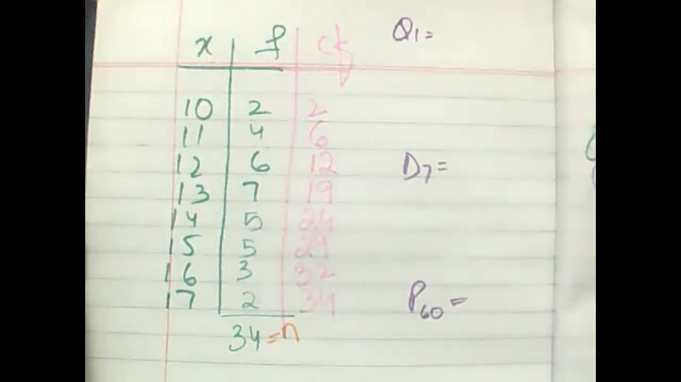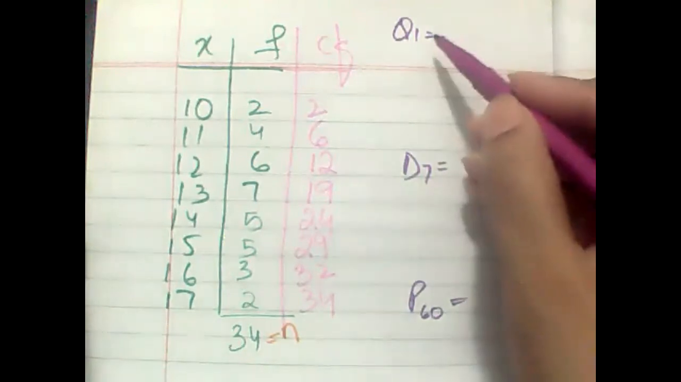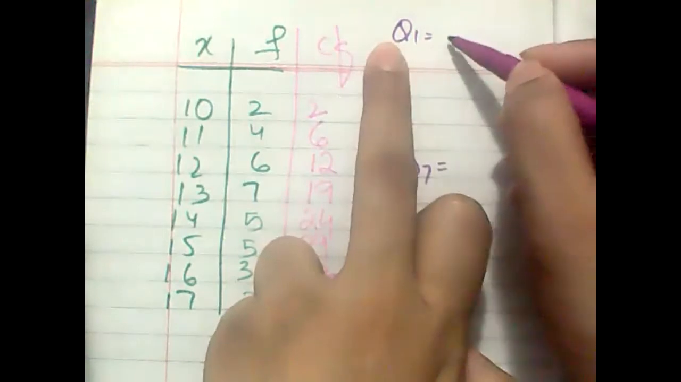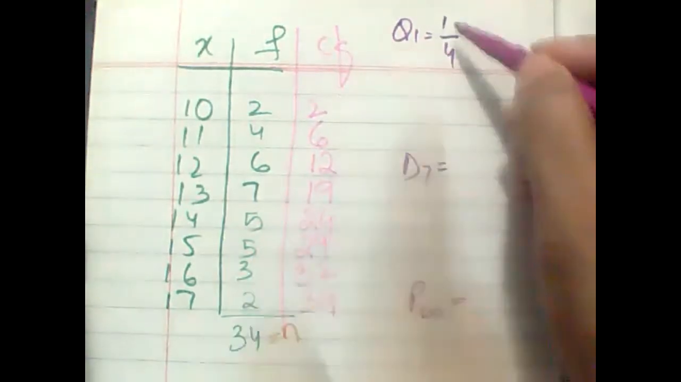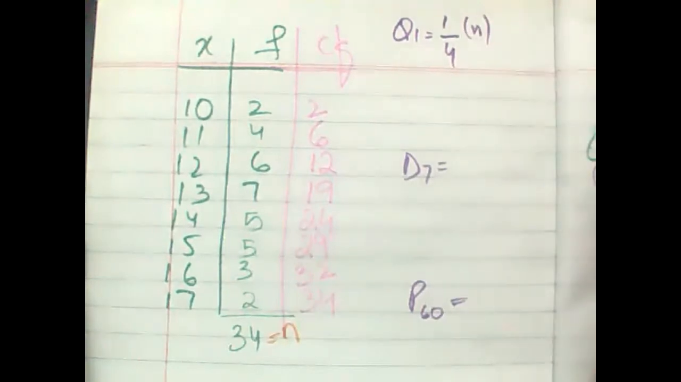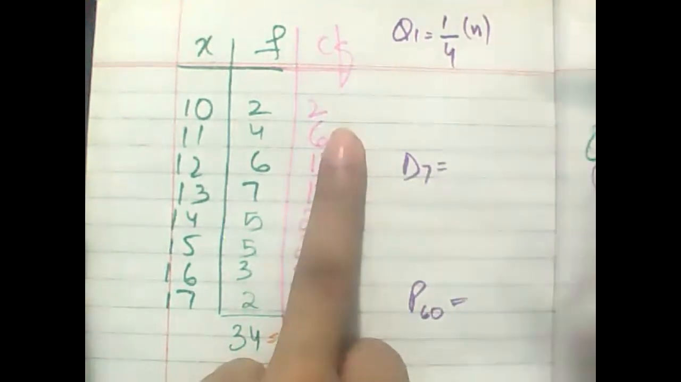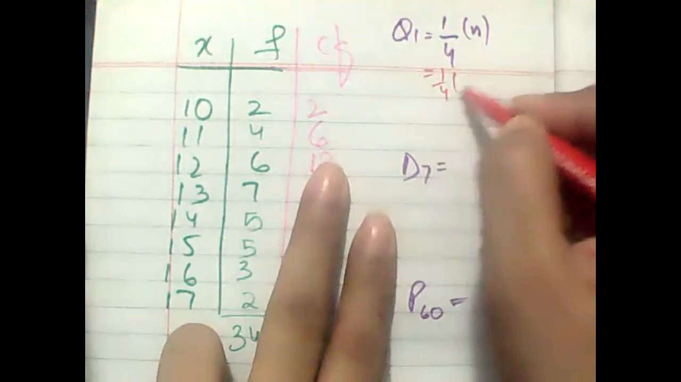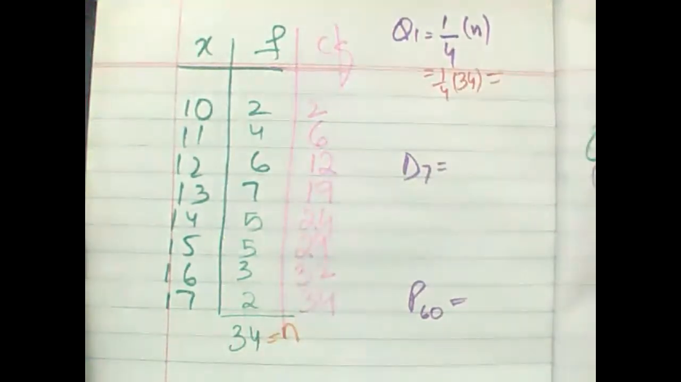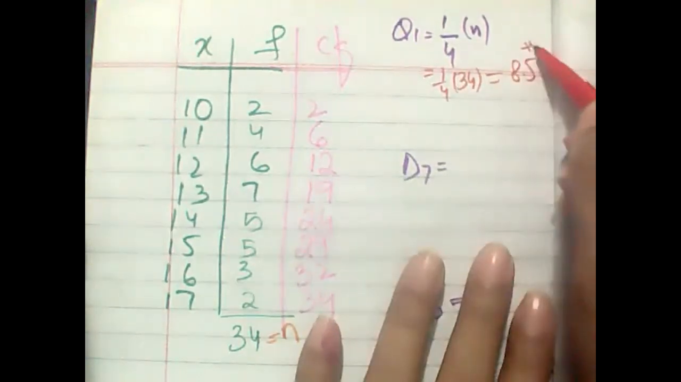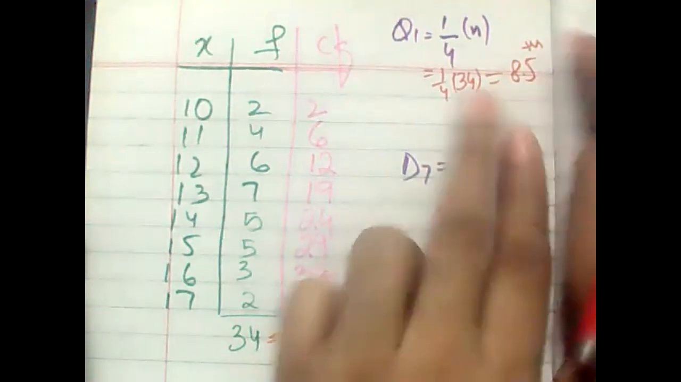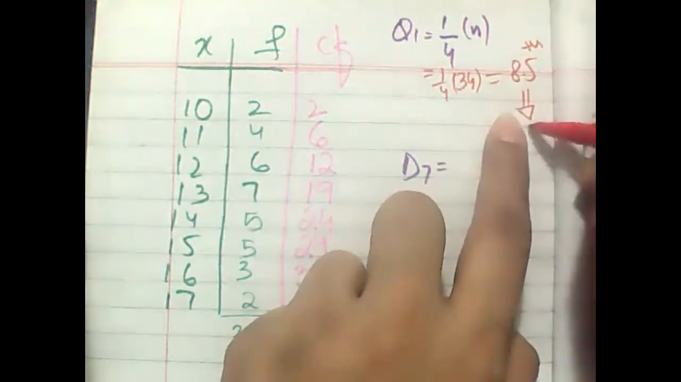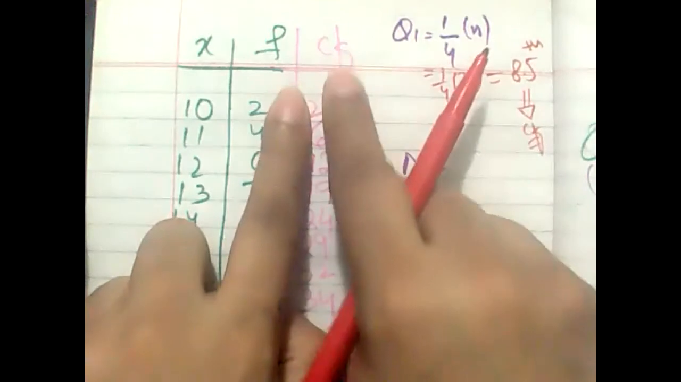All right, Q1 means something out of 4, which is 1 upon 4 of n. What is n here? 34. So that is 1 upon 4 of 34, which will give me the value 8.5. I want the 8.5 value. No need to round up and all this. Don't get into any hassle. Just check 8.5 in which column? CF column.